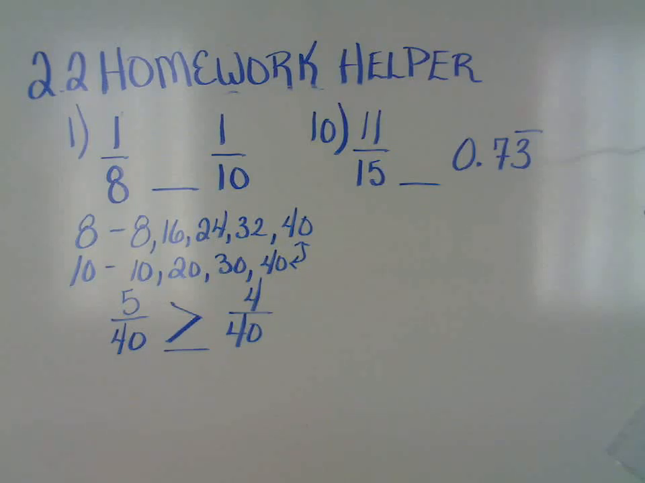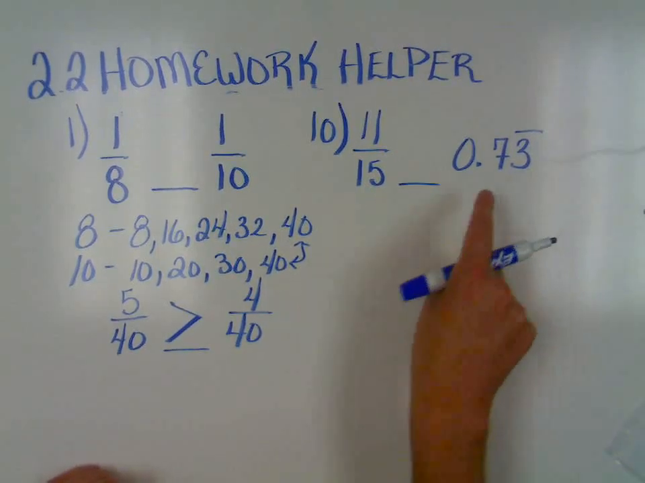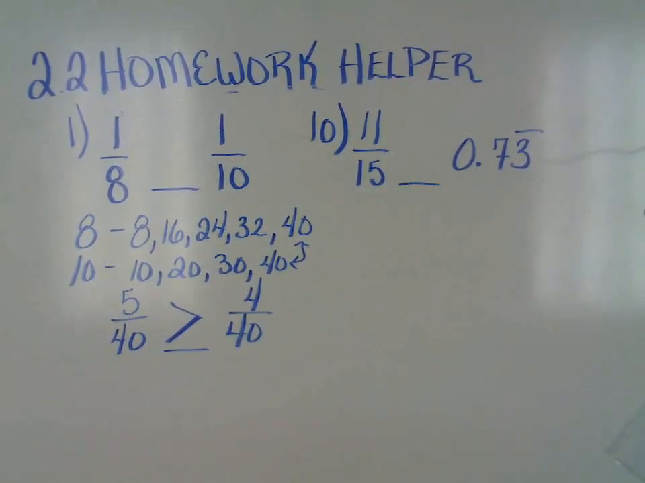Now, number 10 is a little bit different. Same thing they're looking for. We're going to fill in the blank with greater than, less than, or equal to. But as you can see, one's a fraction, one's a decimal. Here's where you have to make a choice. You're either going to go all fractions or all decimals at this point. My guess would be that you're probably going to want to go all decimal because you already know how easy it is to change a fraction into a decimal. As we saw in just the last section, all you have to do is divide.